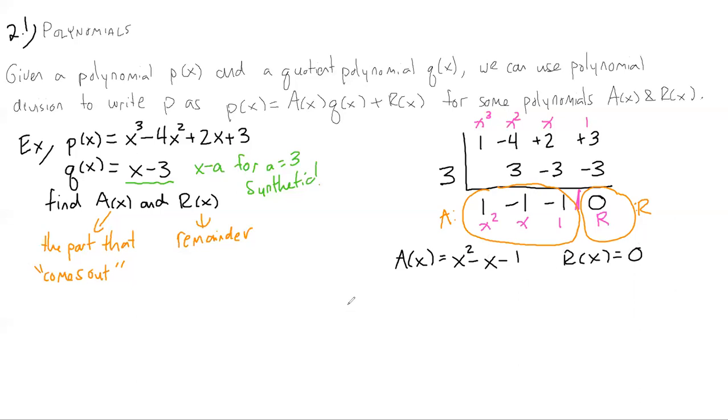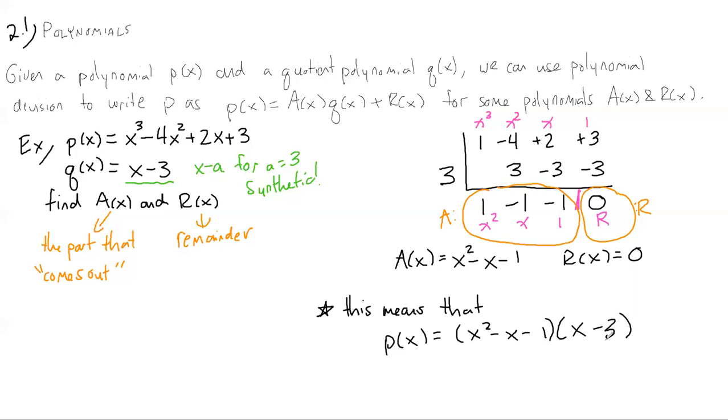And this is really nice because what this means is that P of x equals x squared minus x minus 1 times x minus 3. There's a plus 0, but I don't need to write that. But what that means is that if that remainder is 0, P of x factors, right? We like it when things factor. Factoring is how we find zeros. So that is very handy.